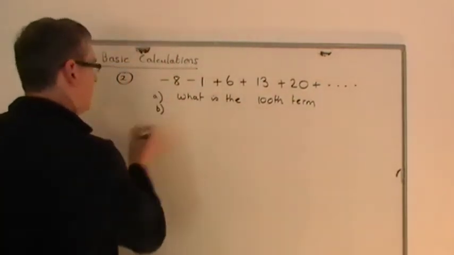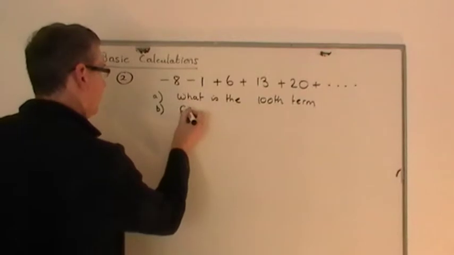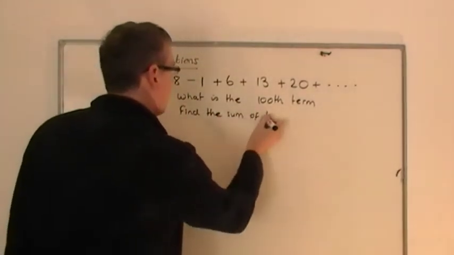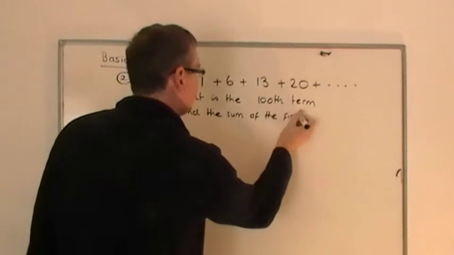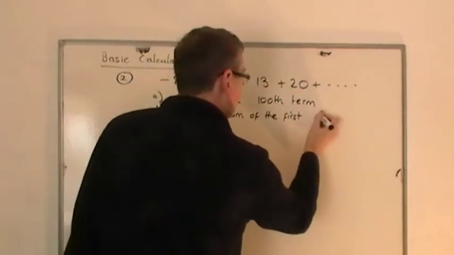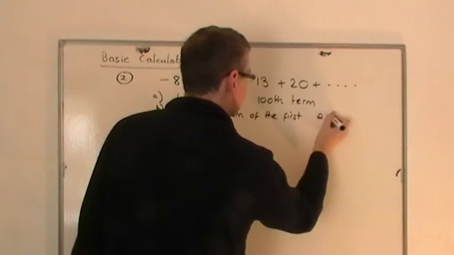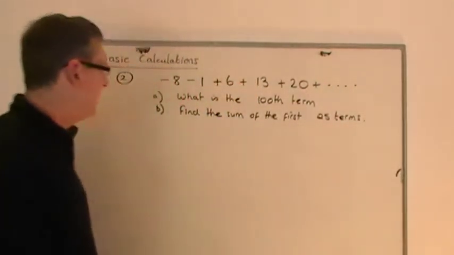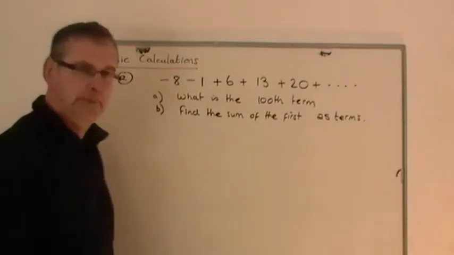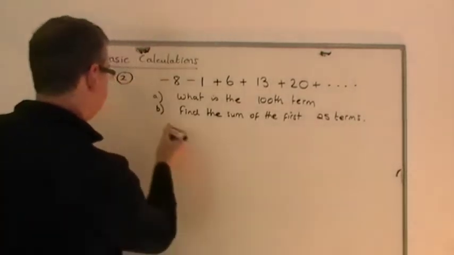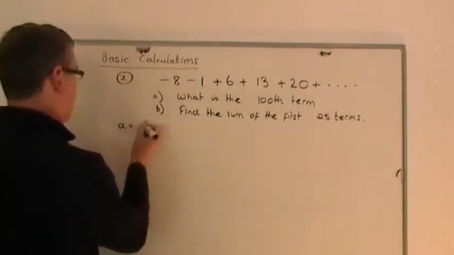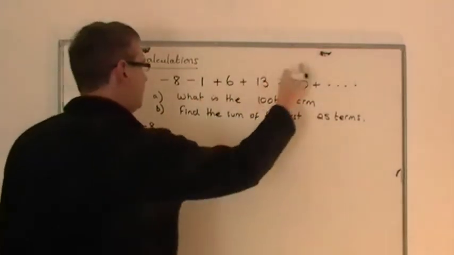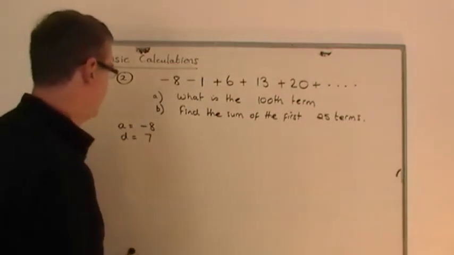And I may as well give you part B while I'm at it. Find the sum of the first 25 terms. Okay, we'll do that. Another basic question. Here we go then. First of all, I'll write down a is minus 8. I'll write down d, well we're adding 7 each time, so d is 7.